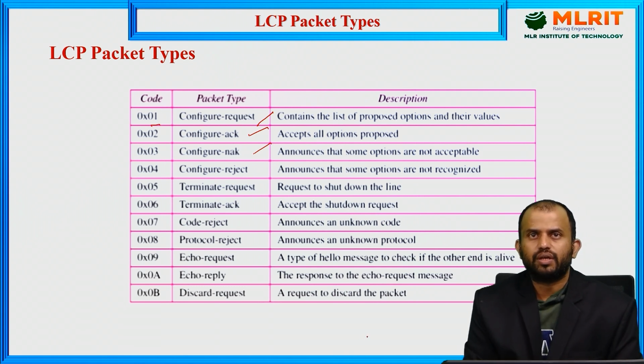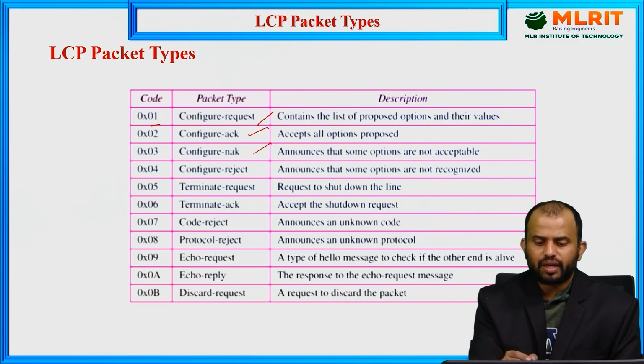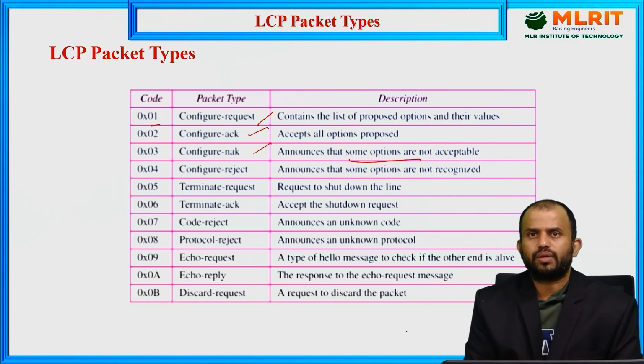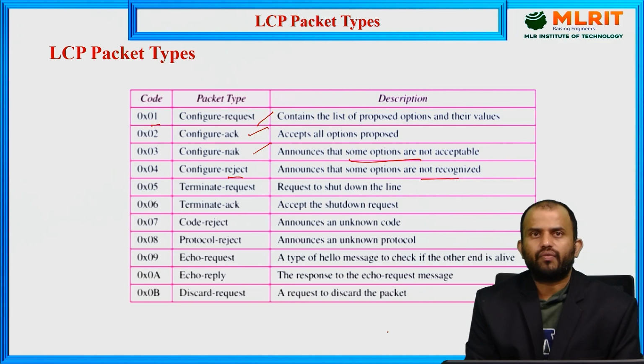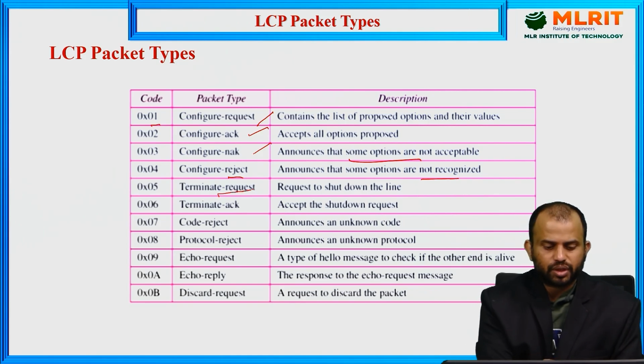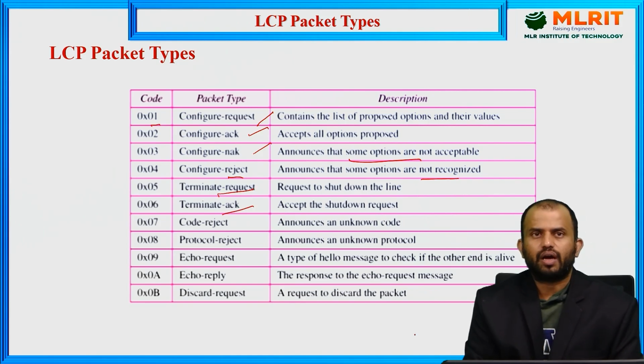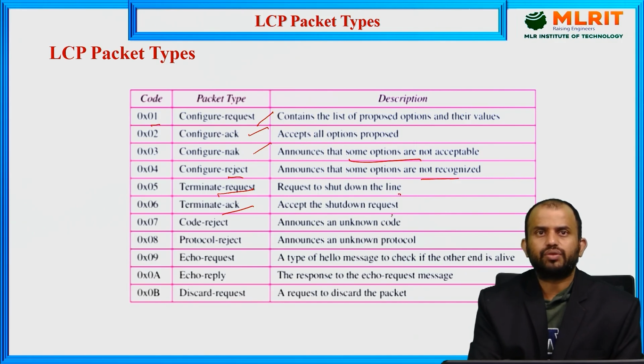Configure acknowledgement means it accepts all the options proposed by the one who raised the request. But in the negative acknowledgement, only some options are considered acceptable and other things are rejected, which we call a configure reject, as well as termination request and termination acknowledgement. What is a termination request? The request is to shut down, and the acknowledgement accepts that it should be shut down.